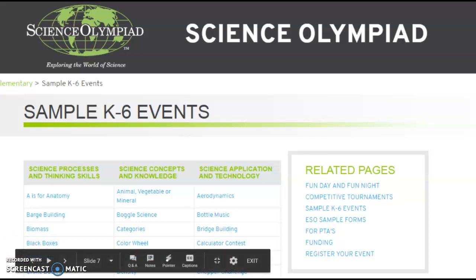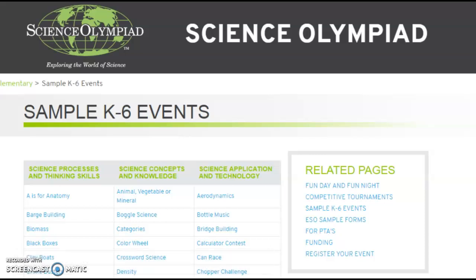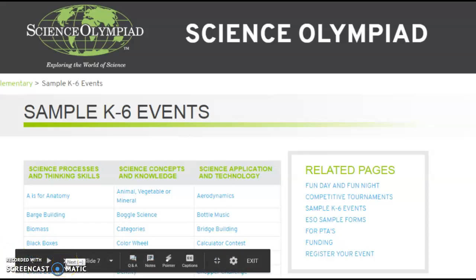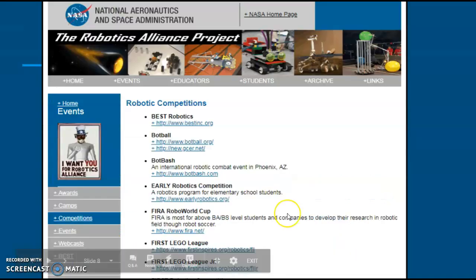And there's different things. They have to, in some cases, build something like the building of a bridge. And at the end, whoever's bridge is stronger or can hold a certain amount of objects, depending on its mass, they're the winners. And so they have a lot of really great examples on Science Olympiad. Another example is NASA has all these robotic competitions. And so some of these are pretty massive and some are smaller that you could actually use within your own classrooms or your own schools. But robotics is real big with competitions.